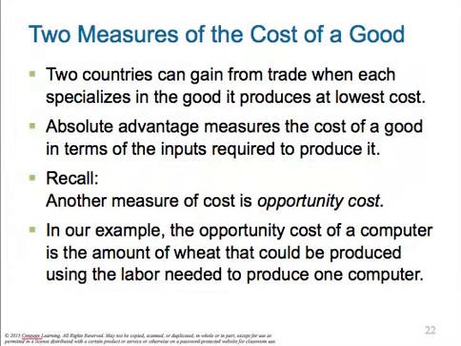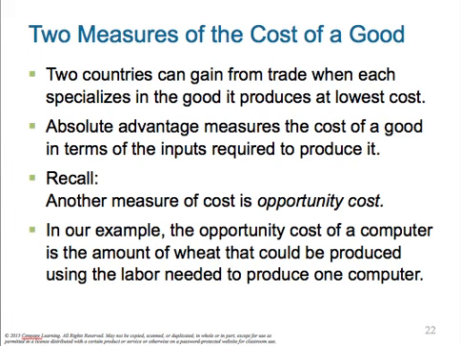But seriously, two measures of the cost of a good. Two countries can gain from trade when each specializes in the good it produces at the lowest cost. Absolute advantage measures the cost of a good in terms of the inputs required to produce it. So simply, you can use fewer inputs to produce a good like computers or wheat. And if you're the one with the lower input cost, you have an absolute advantage. Now, we saw that the U.S. has an absolute advantage in both products in this example.